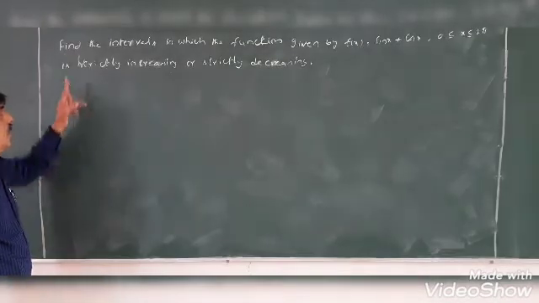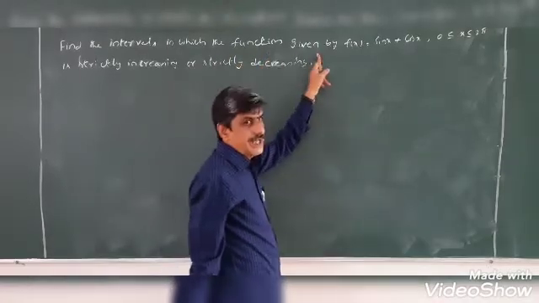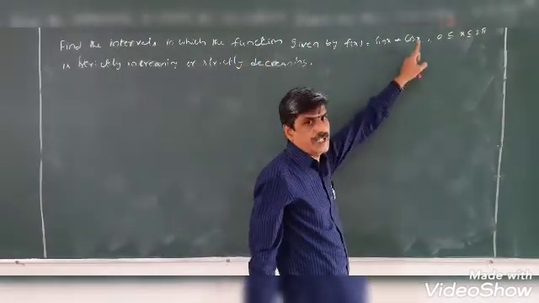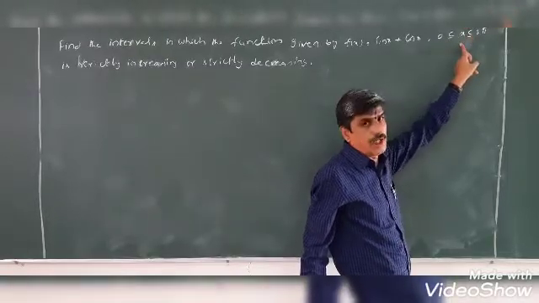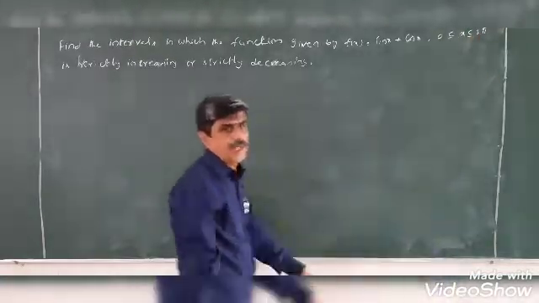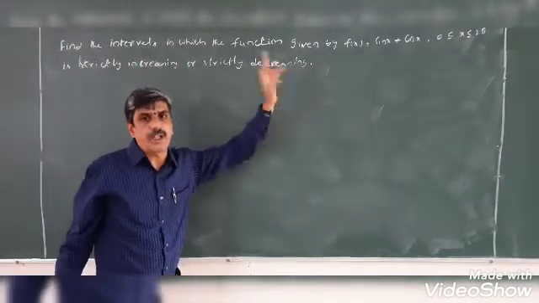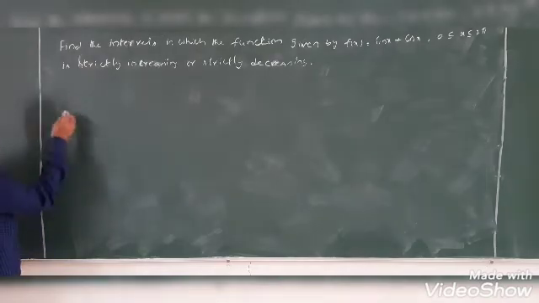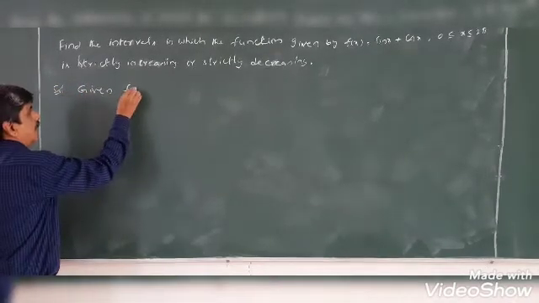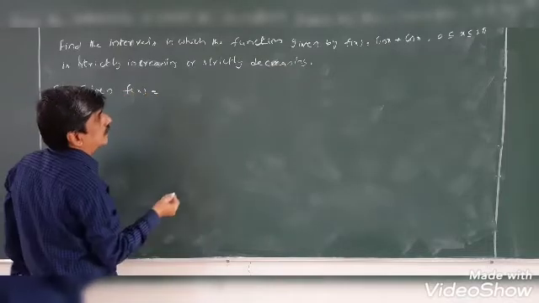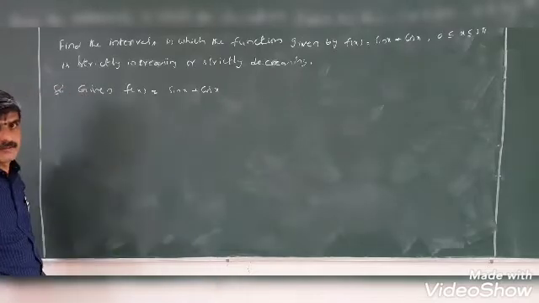Next numerical, find the intervals in which the function given by f of x is equal to sin x plus cos x, 0 is less than or equal to x is less than or equal to 2 pi, is strictly increasing or strictly decreasing. Solution. Given f of x is equal to sin x plus cos x.